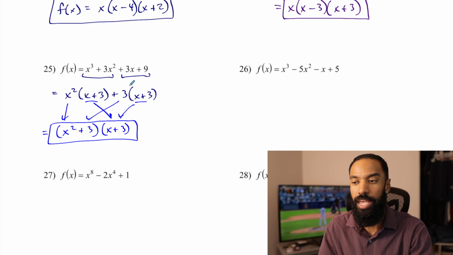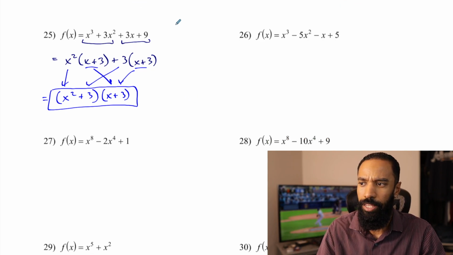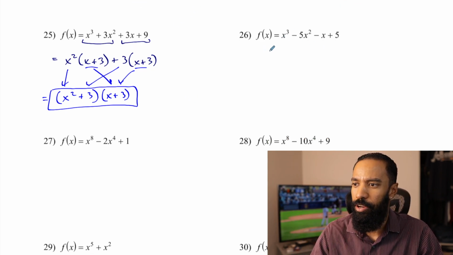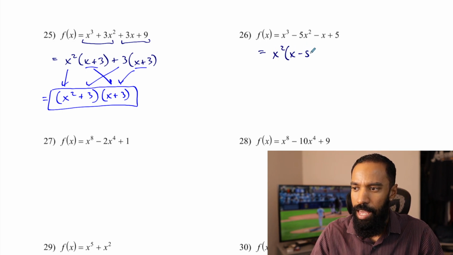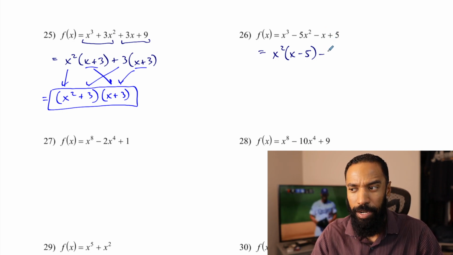Again, I'll go as fast as needed for these ones. I don't want to linger. Another factor by grouping appearance here. This is factor out an x squared again. You get x minus 5. And if you factor out the right thing here, we should get x minus 5 again, which is not just the negative, but a -1.